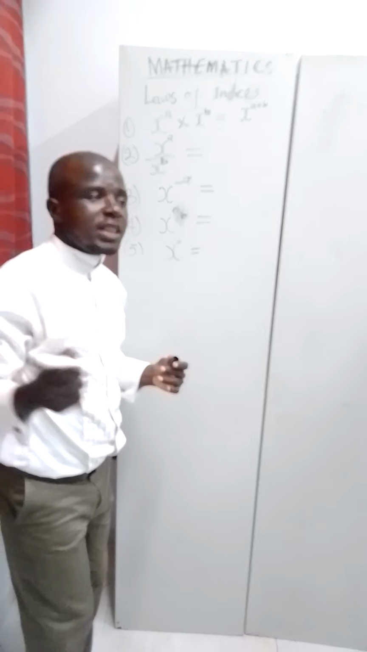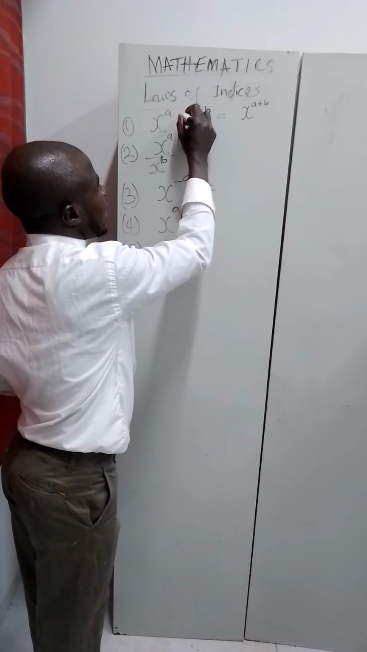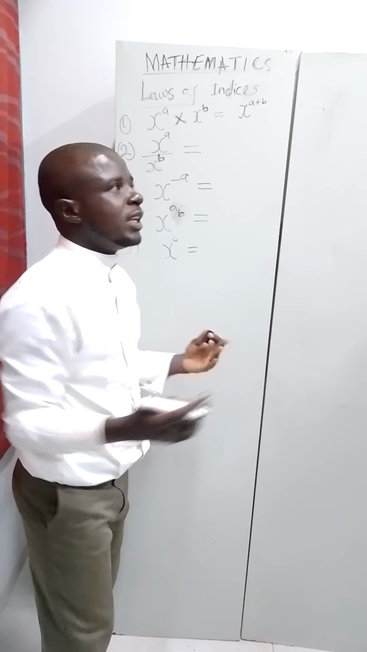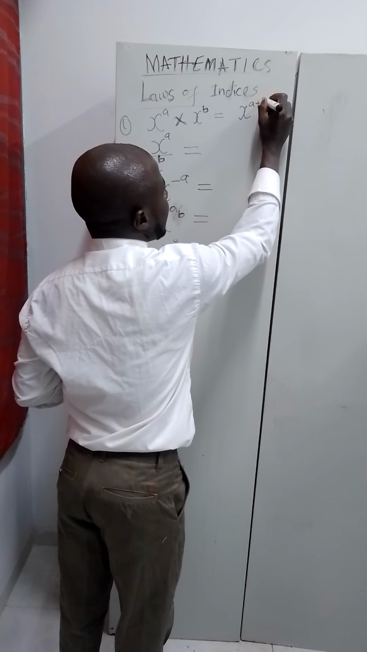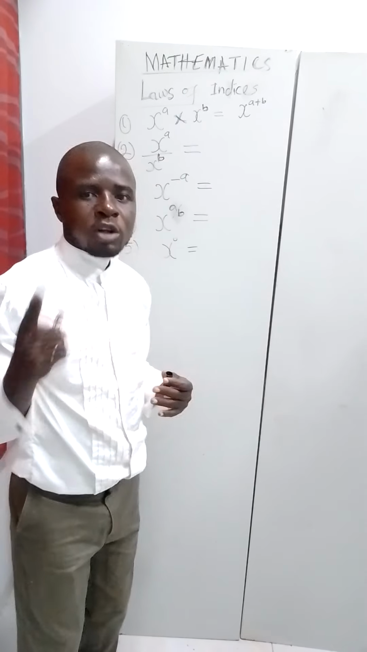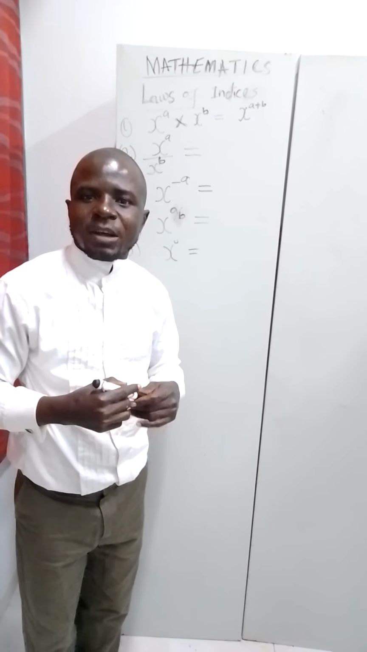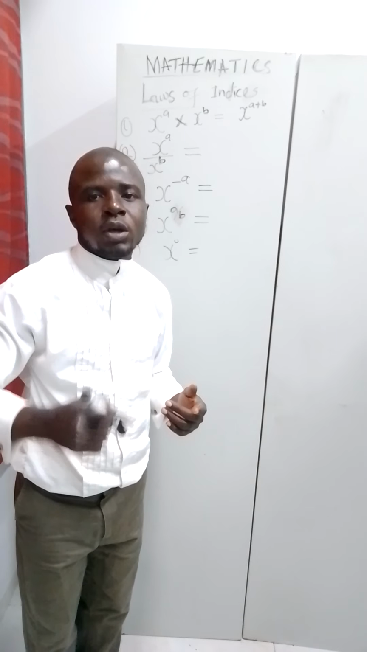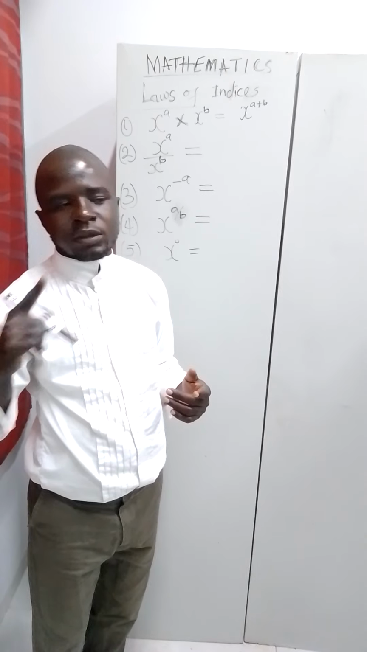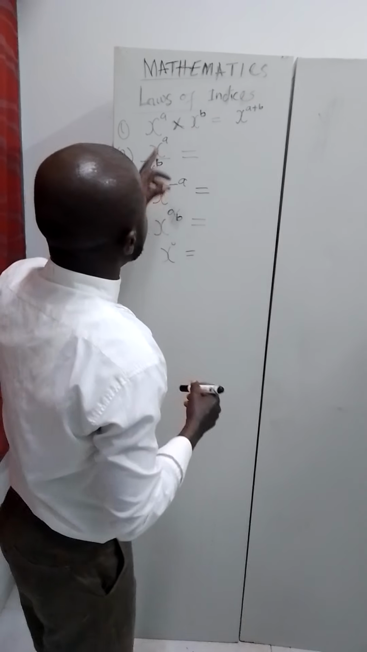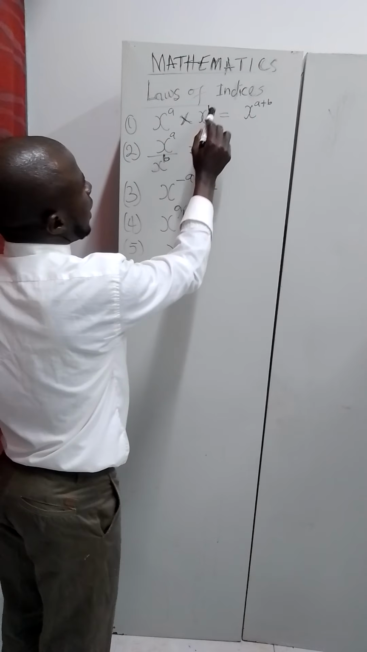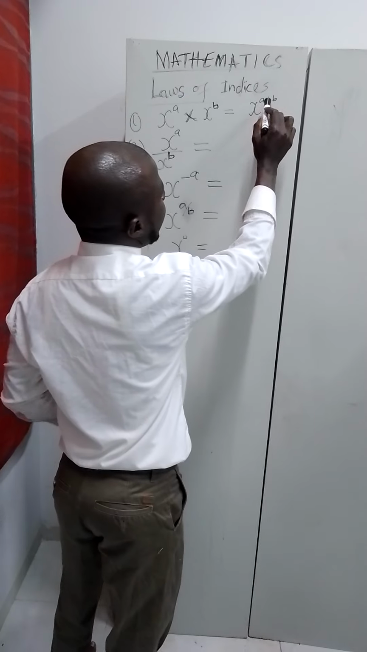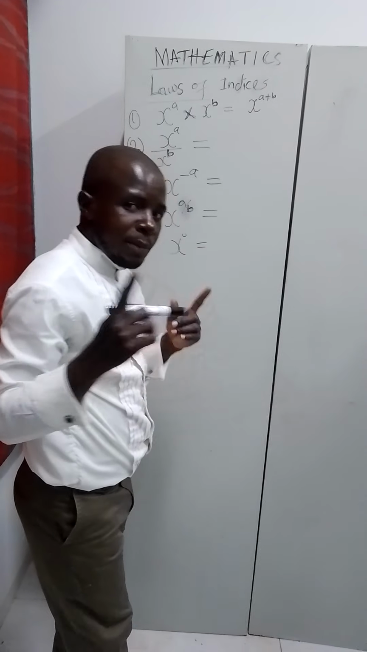Just take note, anytime you are working on indices and you discover that the whole numbers are separated with a multiplication sign, then you are going to treat the index numbers with what? With addition. But on the other hand, if the whole numbers are separated with division, then you are going to treat the index numbers with what? With subtraction. Take note of that. That is very important. So therefore, x raised to power a times x raised to power b gives us x raised to power a plus b. I believe that is clear.